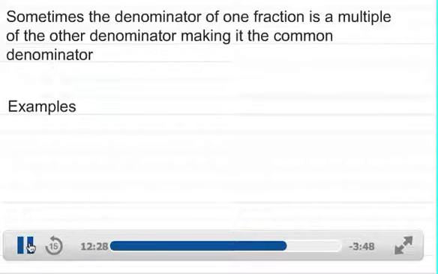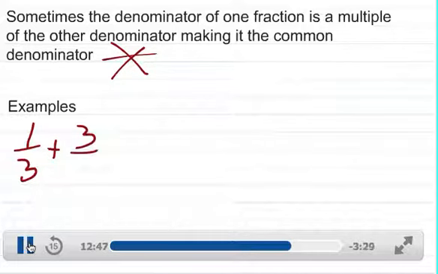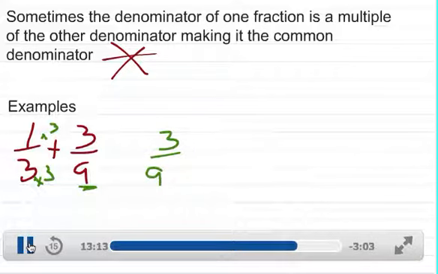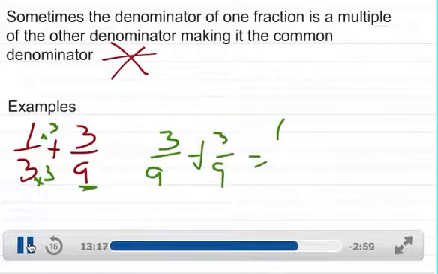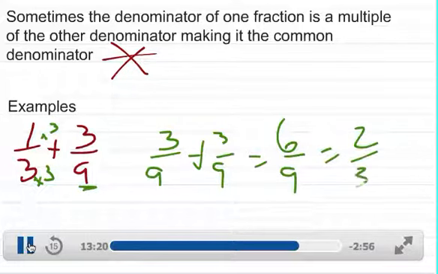Okay? So, as we move on, you have to understand that sometimes the denominator of one fraction is a multiple of the other denominator, making it the common denominator. Don't need to write that, I just wanted to put in print what I was saying. What I mean by that is if I say 1/3 plus 3/9, we know that 9 is a multiple of 3. So I really only need to change one fraction because this one is already written with a common denominator. So how would I go from 1/3 to 9ths? Well, I would multiply 3 by 3, and I'd multiply 1 by 3. So I would change this fraction to 3/9 plus 3/9, which is 6/9, reduced to 2/3.